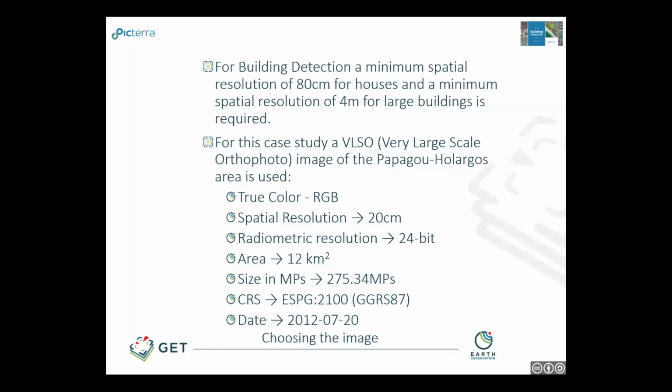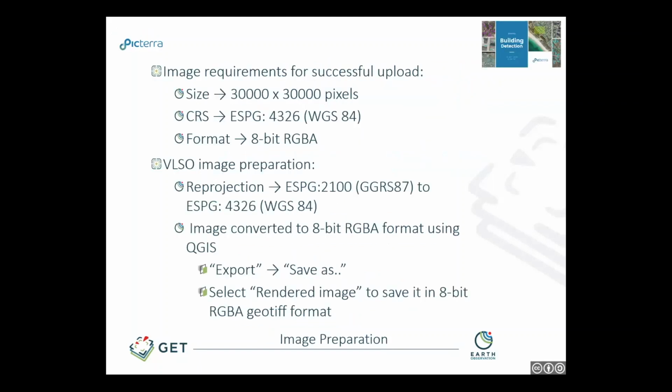It has a spatial resolution of 20 centimeters, and it covers an area of 12 square kilometers. Moving on, for the successful upload of the image, as it was stated again on the Picterra website, the user has to consider the size, the CRS, and the format of the image. So in our case, for the VLSO image, we had to reproject it from GGRS87 to WGS84, and then we had to convert it to the 8-bit RGBA format using QGIS.